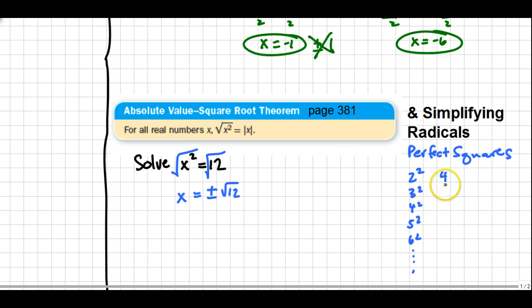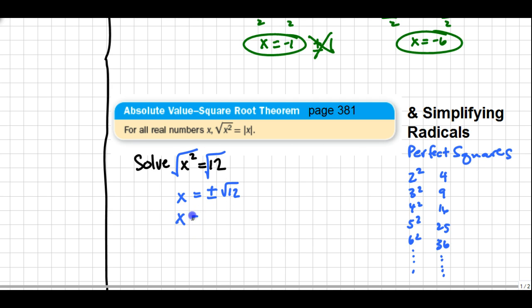So the perfect square numbers are numbers like 4, 9, 16, 25, 36, and so on. These are all numbers that when you take the square root of them, you get a whole number back. So when you're working with a square root in particular, like we will if we're solving a quadratic, we want to try to simplify this radical. When you simplify the radical, you're trying to see if any of these perfect squares go into that number.